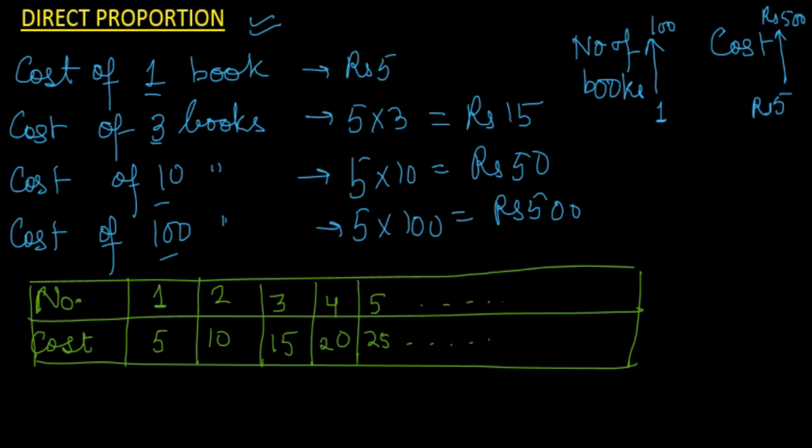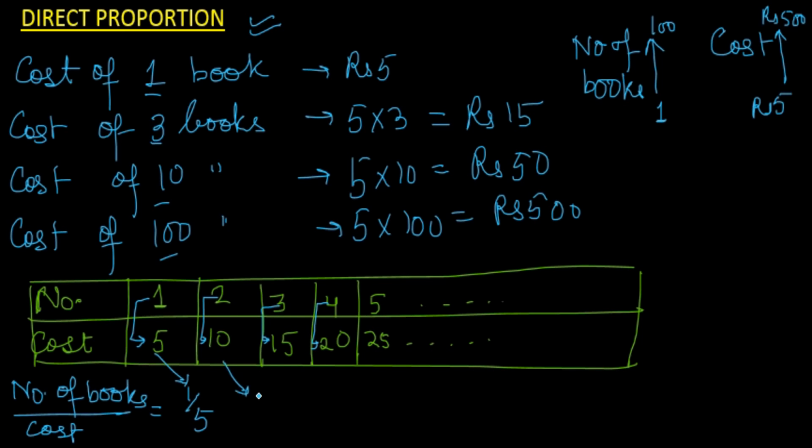What do we observe in this table? Look at the values of the number of books and the cost. Do you observe anything from the table? We see that the ratio of these two, the ratio of these two, the ratio of these two, and the ratio of these two are all the same. So if we try to find out the ratio of the number of books bought to its corresponding cost, what do we get? Ratio is nothing but a fraction. So for the first case, we are getting 1 by 5. For the second case, it is 2 over 10.